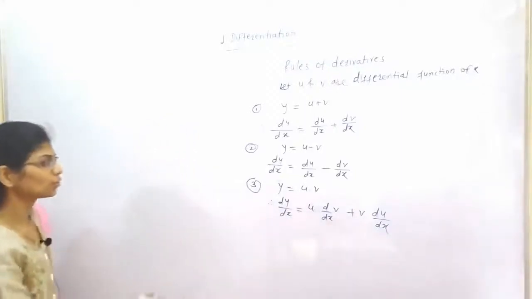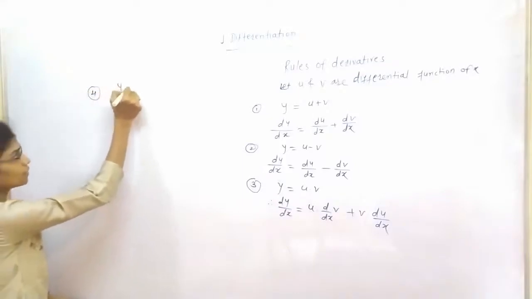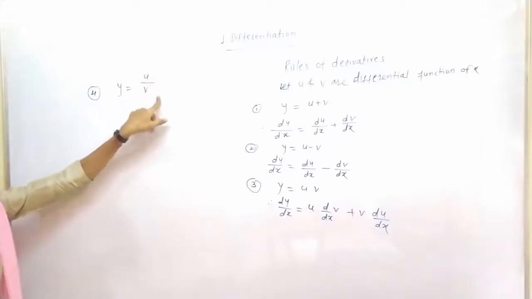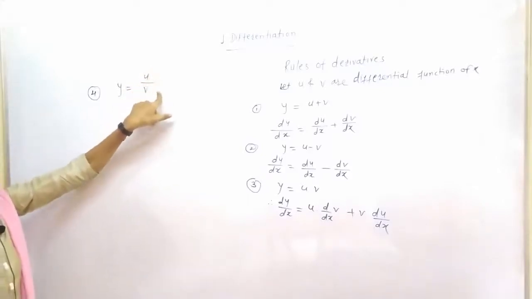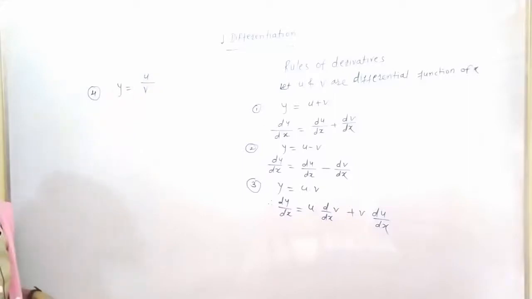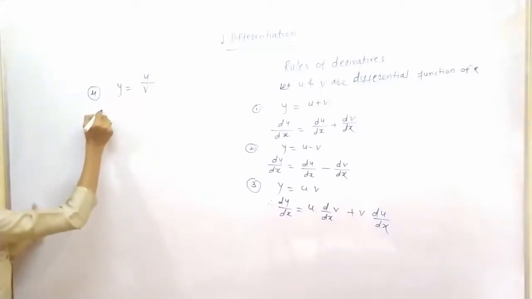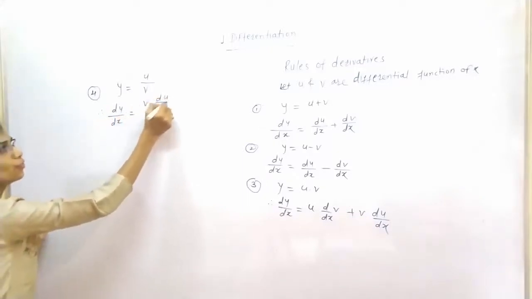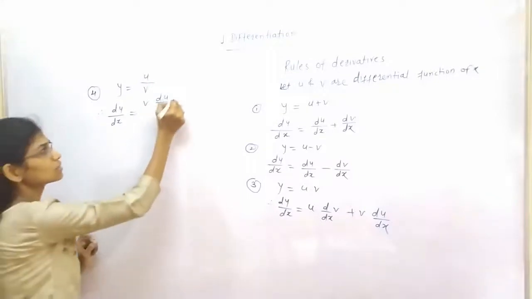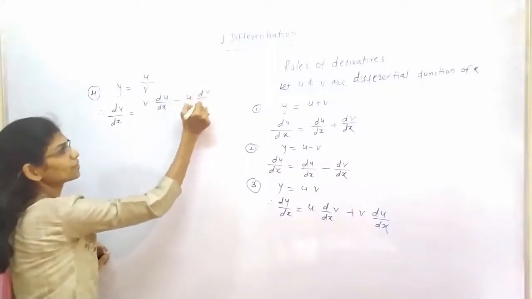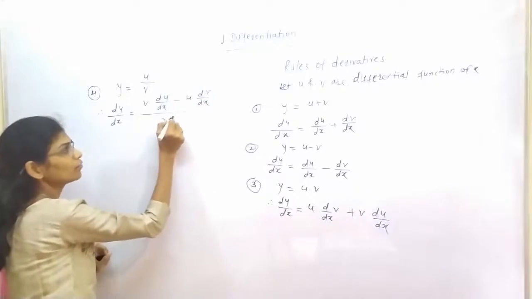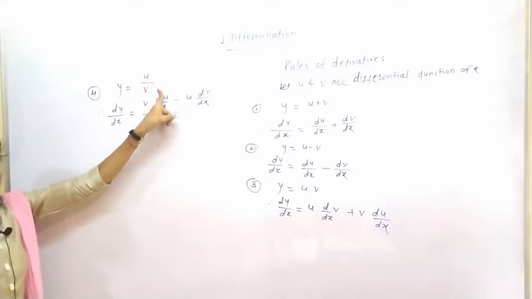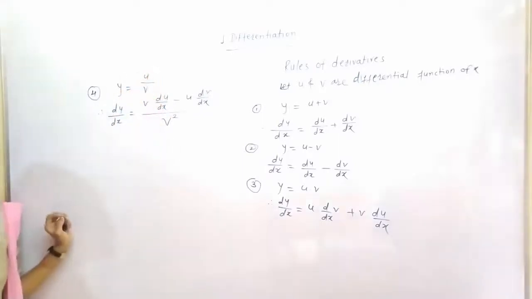And the fourth rule is that y is equal to u by v. There is a divide between these two functions, but both functions have the same variable x. Therefore, we have to differentiate it with respect to x. That is why dy by dx is equal to v into the derivative of u minus u into the derivative of v with respect to x, whole divided by v square. That is the fourth rule for y is equal to u by v.